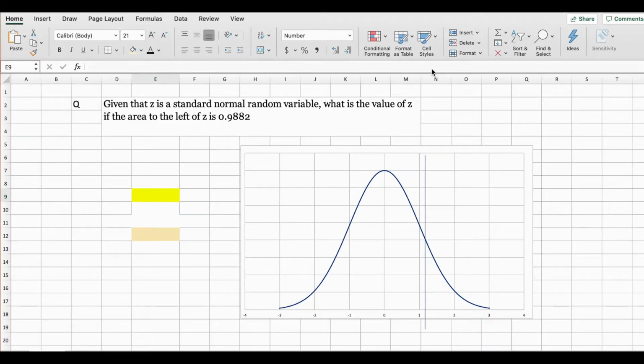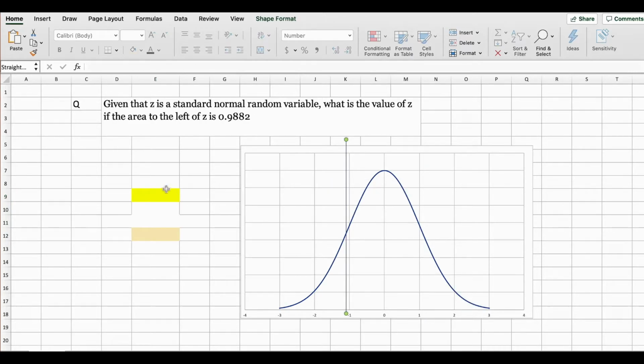In our previous video, we learned how to find the area on the left using the NORM.S.INV function. I'll put the link right here if you would like to review it. I've drawn a bell curve here to try to understand what the question is basically asking us to find.